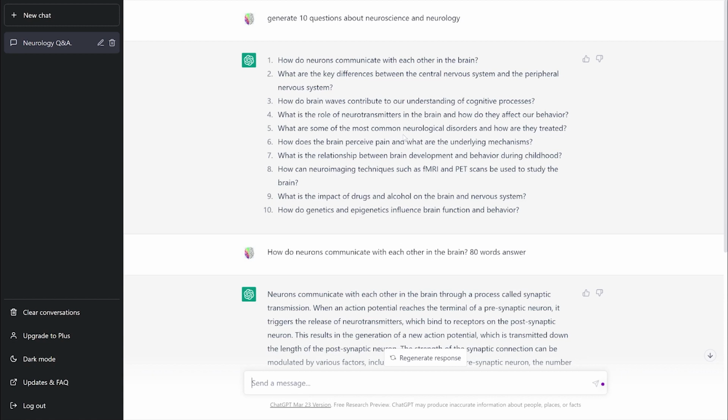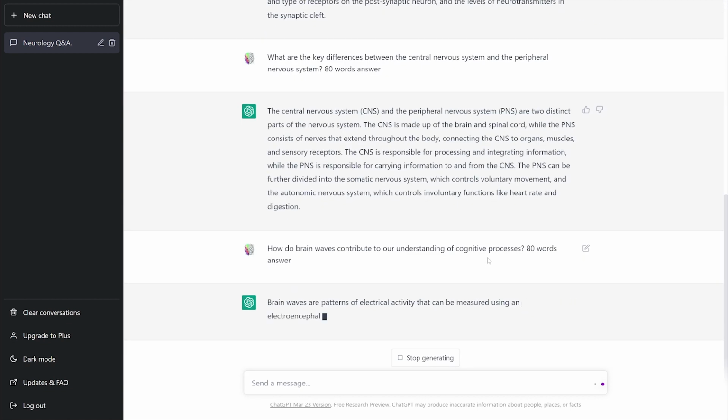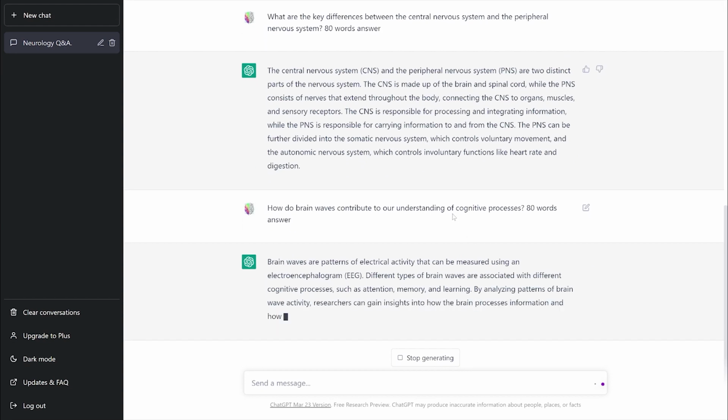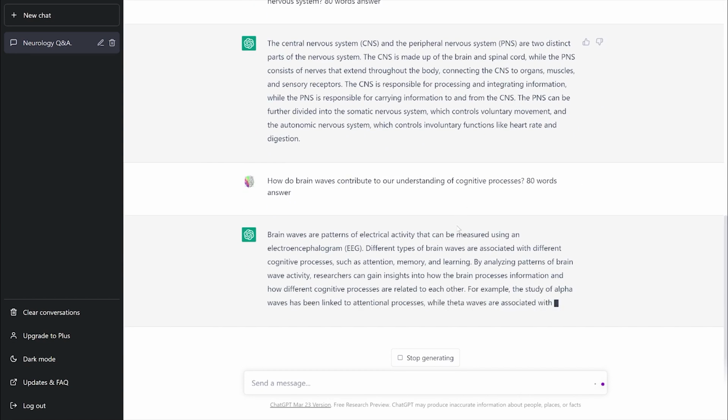cognitive processes? Actually, these questions are good. I wasn't expecting to get such questions from ChatGPT. Like it's an AI, but I wasn't looking for these types of questions.